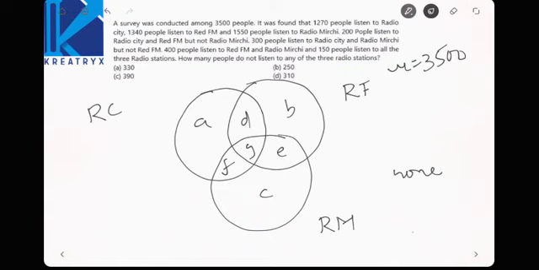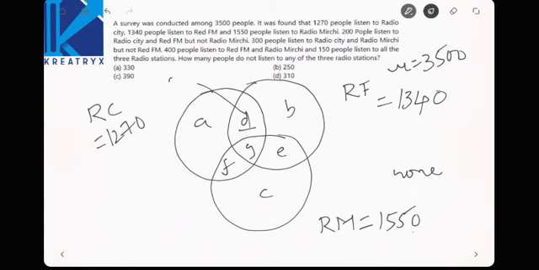Now see here, 1270 people listen to Radio City, it seems. 1340 people listen to Red FM, it seems. 1550 people listen to Radio Mirchi. 200 people listen to Radio City and Red FM, but not Radio Mirchi. Only two variables, and this is the value, right? So the D value is how much? 200.